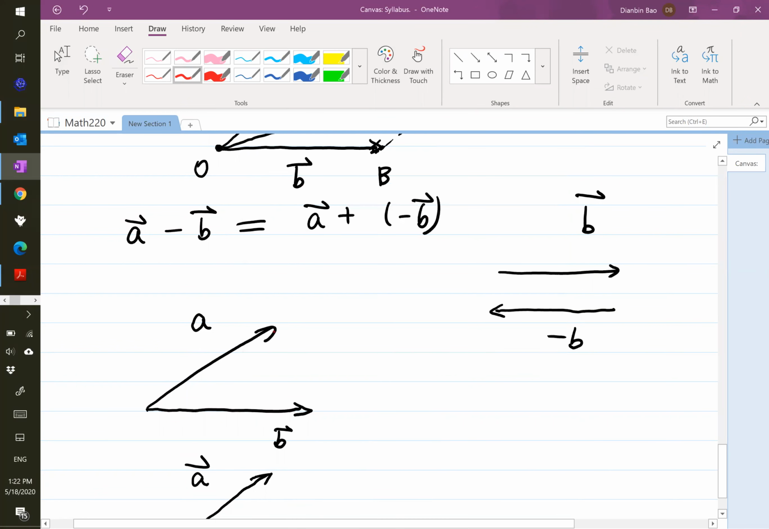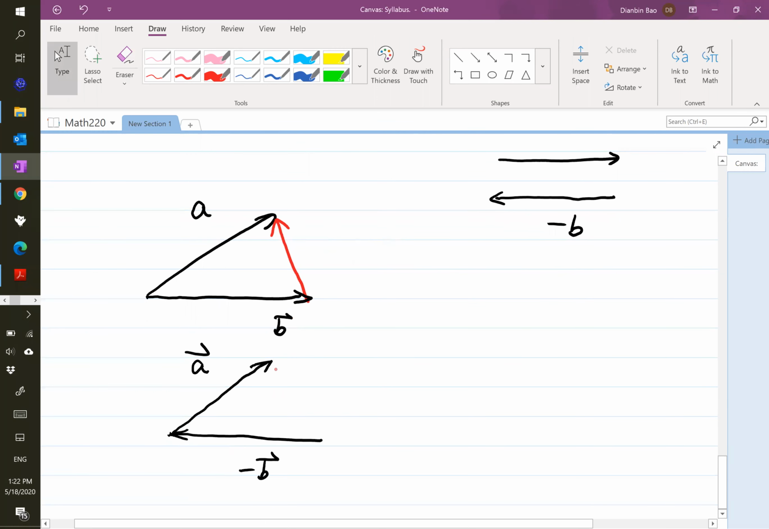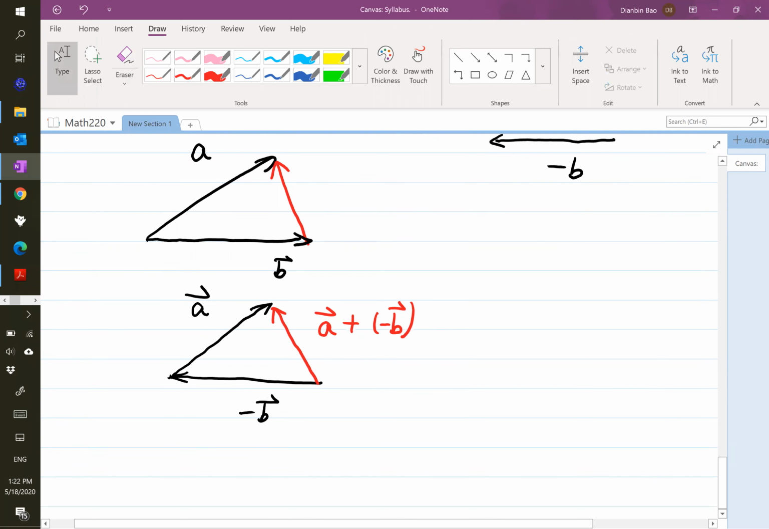Okay, this will be A plus B, A minus B, sorry. A plus negative B. This is A plus negative B. Okay, so this, oh, sorry. Let me write here. This is the A plus negative B. A plus negative B, or negative B plus A.